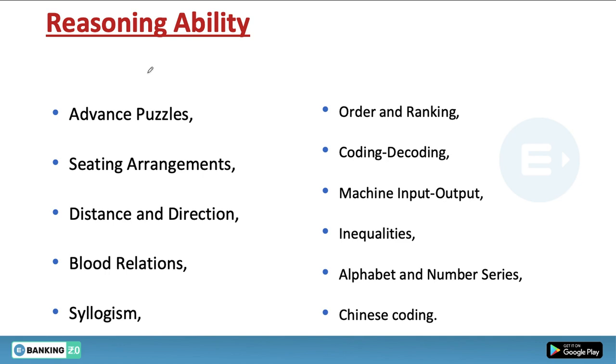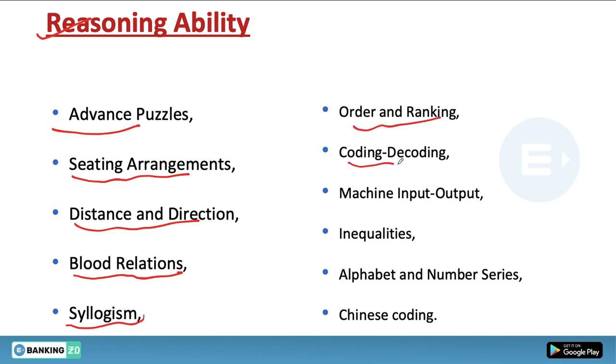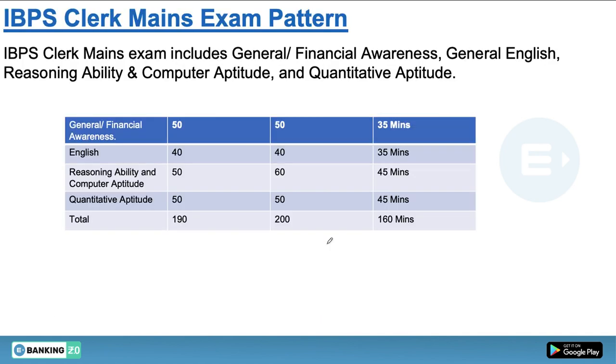And when we talk about the reasoning ability, it consists of the advanced puzzles, seating arrangements, direction and distance, blood relation, syllogism, order and ranking, coding decoding, machine input output, inequalities, alphabet and number series, and Chinese coding. So these were the sections for the prelims.